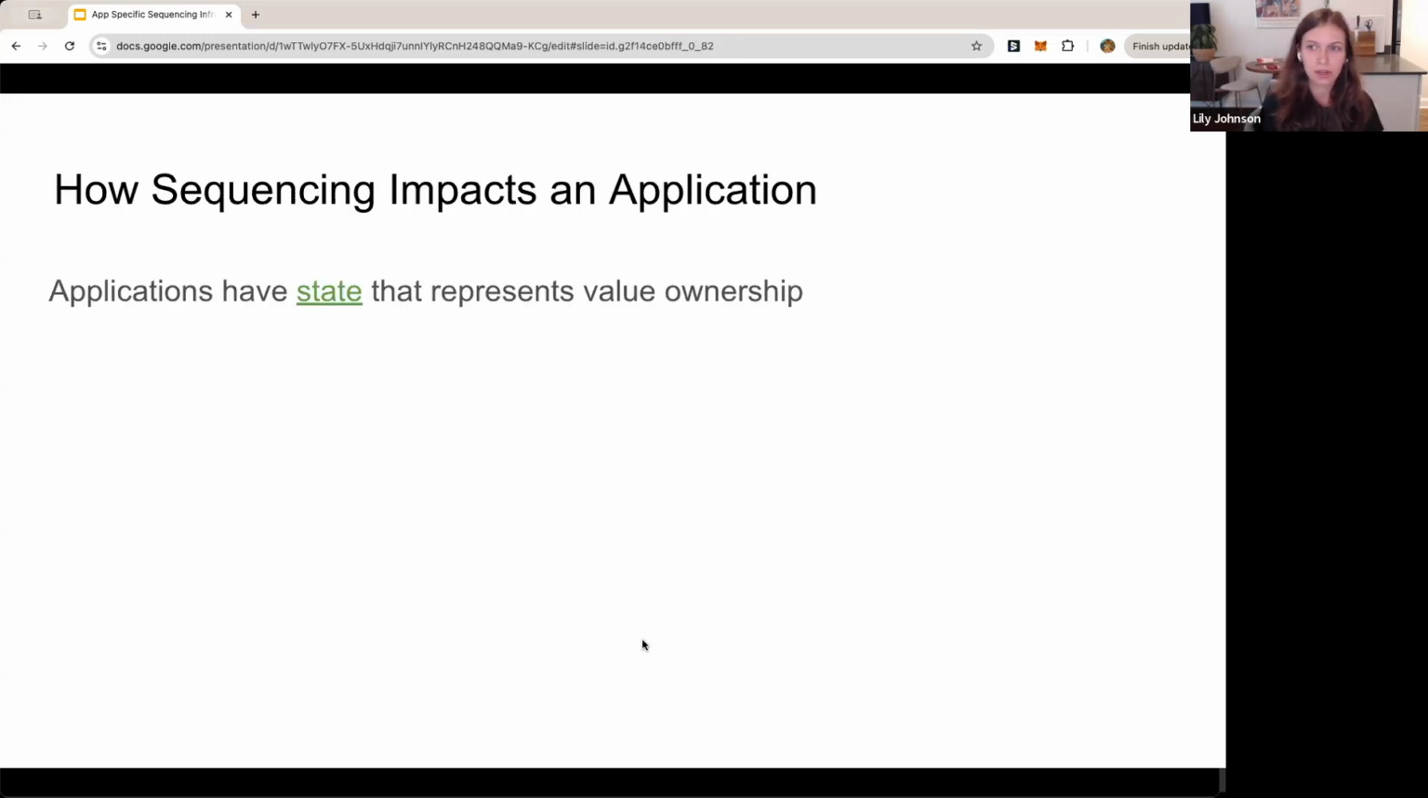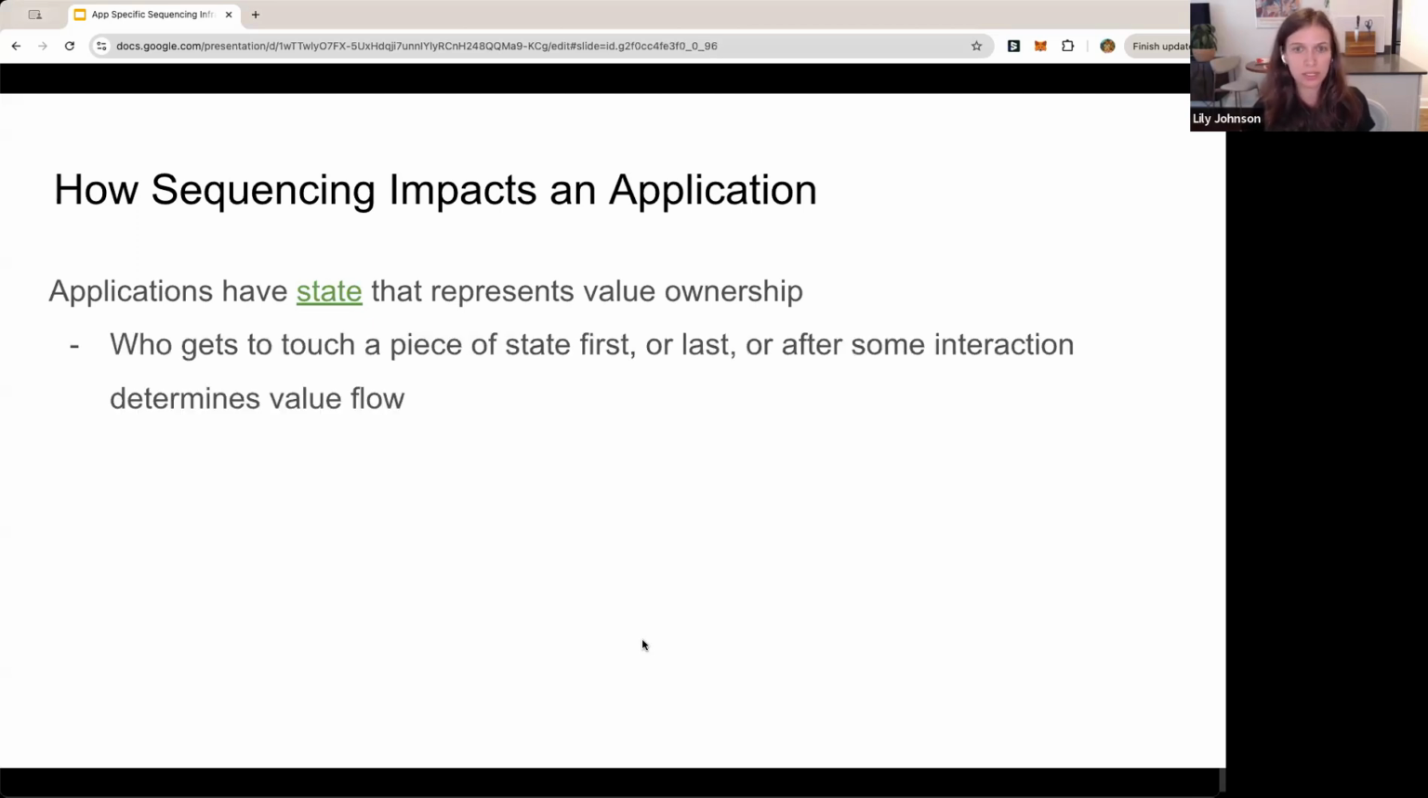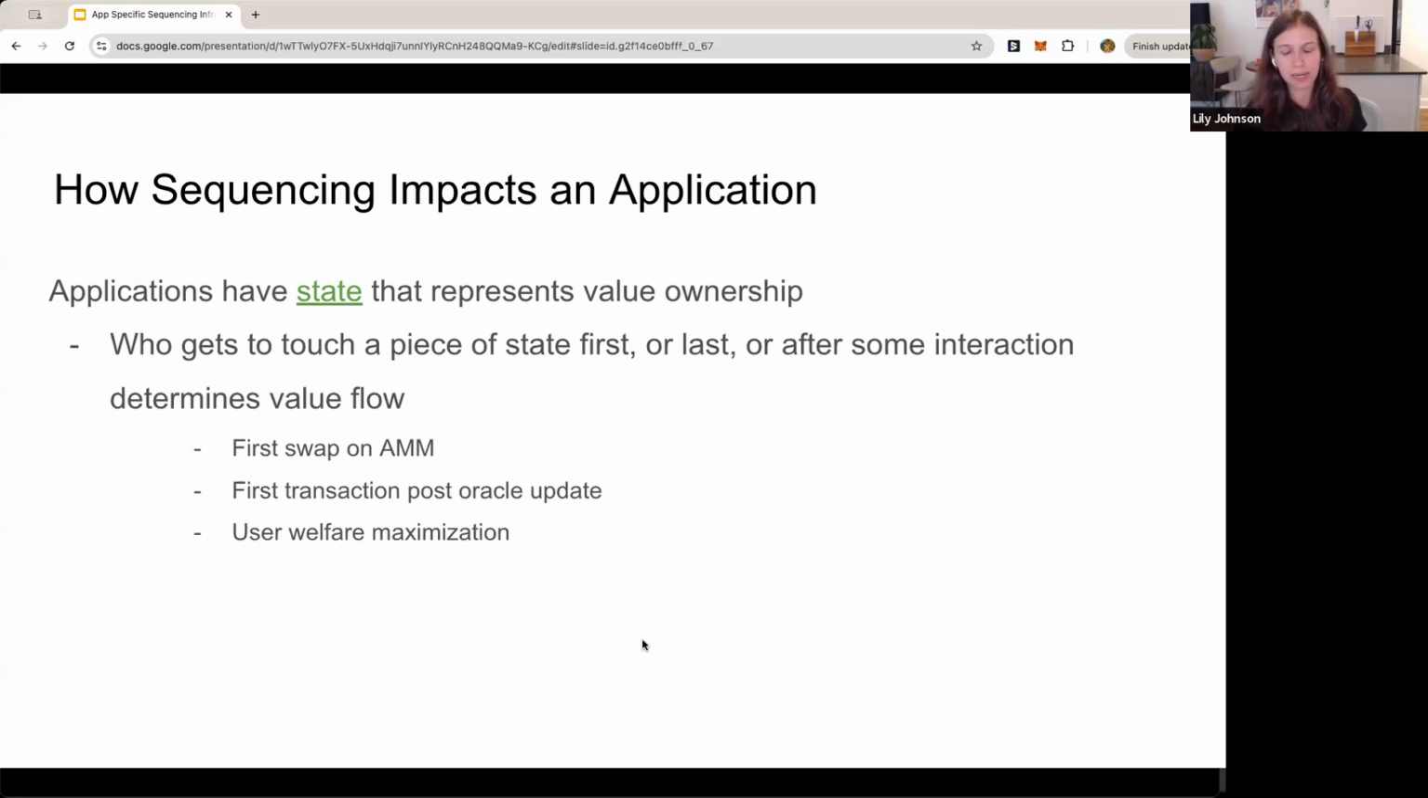Just in case people are newer to application-specific sequencing: sequencing impacts an application because applications typically have state that represents value ownership, and who gets to touch those pieces of state first in the block typically determines how the value flows within the application. It matters for money. An example of this is the first swap in an AMM, which is typically the swap that is able to capture the CEX-DEX arbitrage value. So it's typically worth a lot of money to be first in the block.